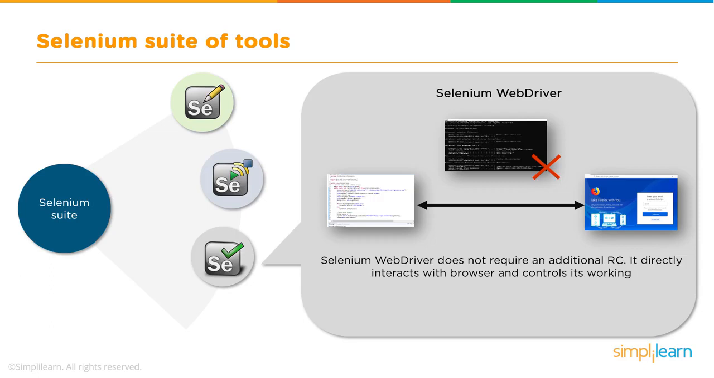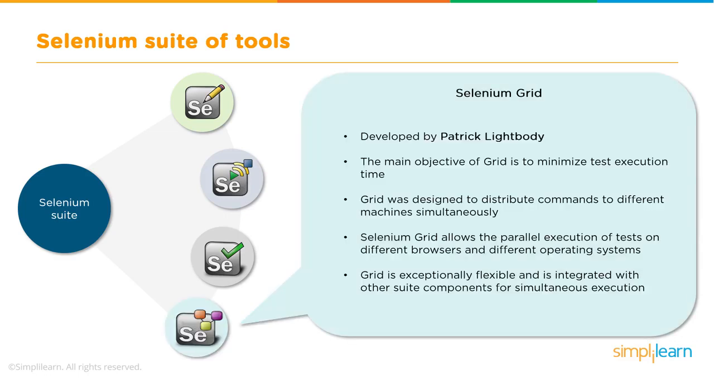Hence, to reduce the time taken for the execution, Selenium has something called Grid. Selenium Grid. The main objective of the Grid is to minimize your test execution time. This Grid is designed to distribute commands to different machines simultaneously. In a real-time environment, you always have the need to run test cases in a distributed environment. For example, a web application for which you have automated thousands of test cases and you want to run them as a regression suite across multiple browsers and OS. What you need to do is run them in parallel and not sequentially. So Grid allows this parallel execution of tests on different browsers and operating systems.